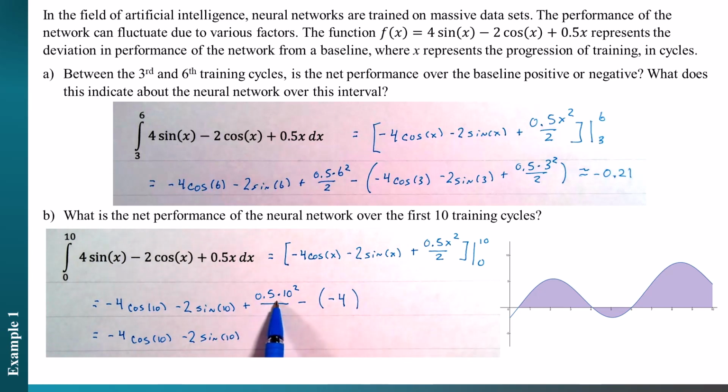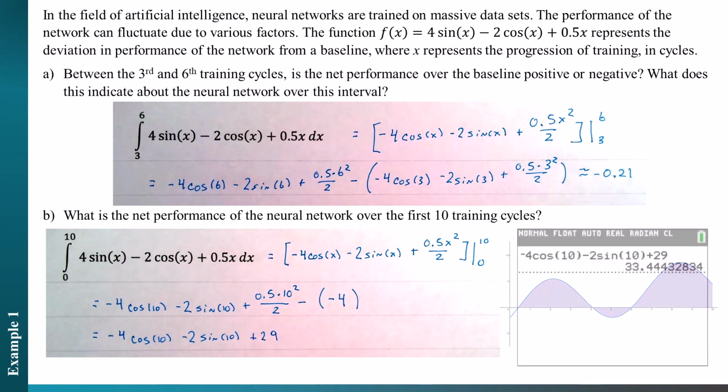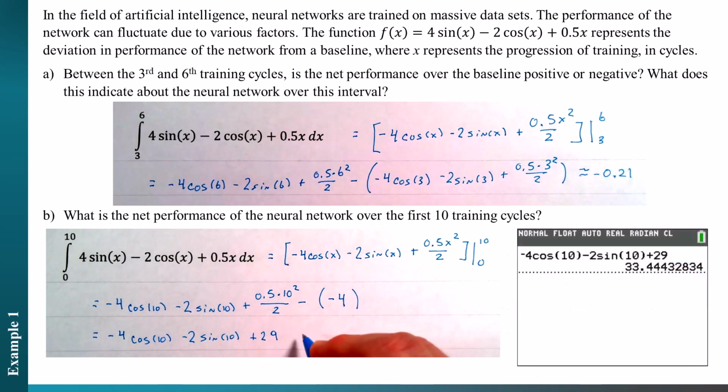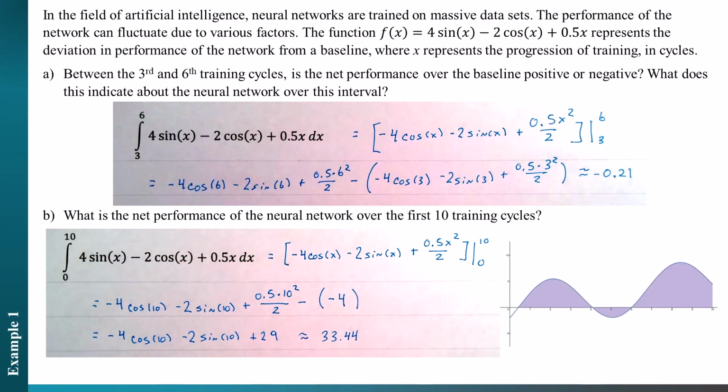Now let's think about this one too. 10 squared is 100. 100 times 0.5 is 50. And when we divide that by 2, we get 25. And then we're going to subtract a negative 4, which is going to be 25 plus 4, or 29. And so now when we plug this into the calculator, we find that this is approximately equal to 33.44. The net performance of the neural network over the first 10 training cycles is above the baseline at 33.44.